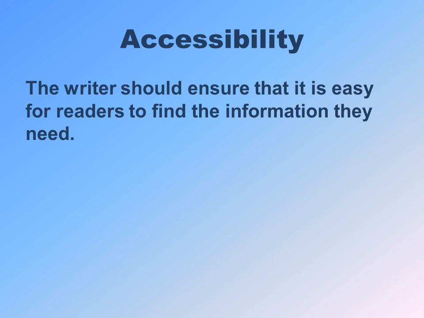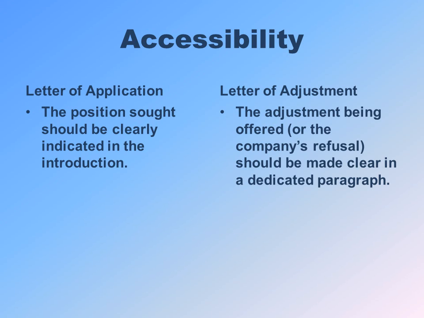Accessibility. The writer should ensure that it is easy for readers to find the information they need. In a letter of application, the position sought should be clearly indicated in the introduction. In a letter of adjustment, the adjustment being offered, or the company's refusal to make an adjustment, should be made clear in a dedicated paragraph.